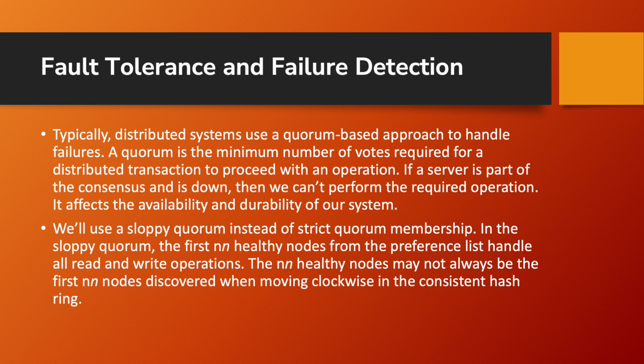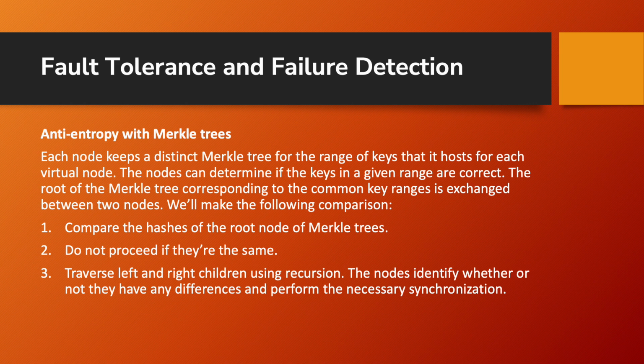We could use a sloppy quorum instead of a strict quorum membership. In the sloppy quorum, the first N healthy nodes from the preference list handle all the read and write operations. The N healthy nodes may not always be the first N nodes discovered when moving clockwise in the consistent hash ring.